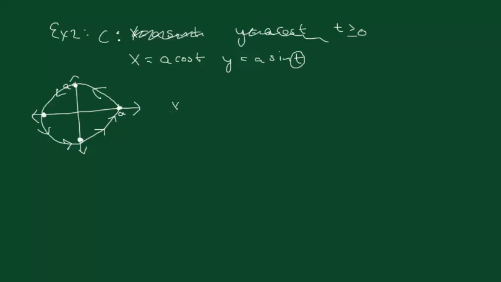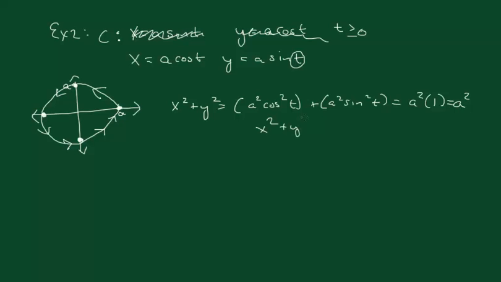We can also show that when we do the expression x squared plus y squared, we get a squared cosine squared t plus a squared sine squared t. We can factor out the a squared, then we have our identity, cosine squared plus sine squared equals 1, so we get a squared. x squared plus y squared equals a squared, the recognizable form of a circle with radius a.